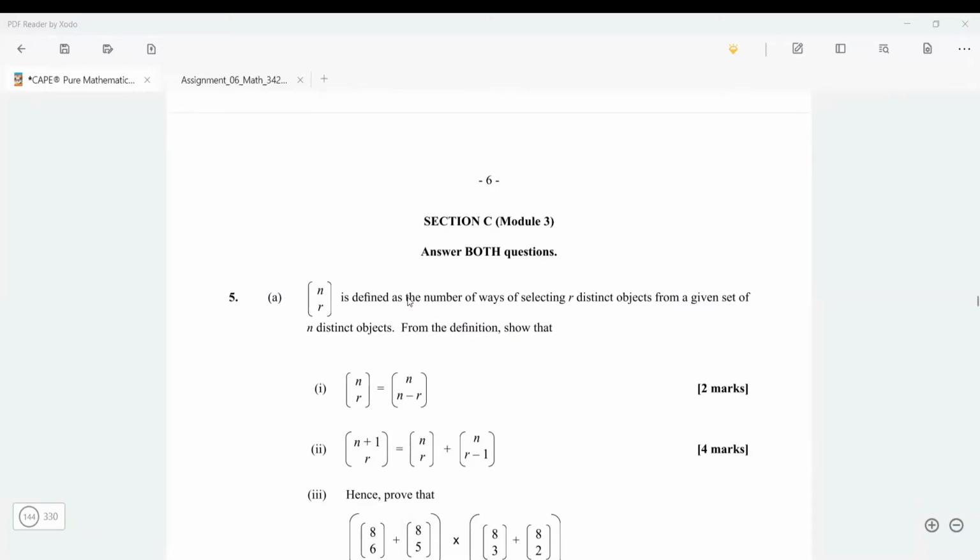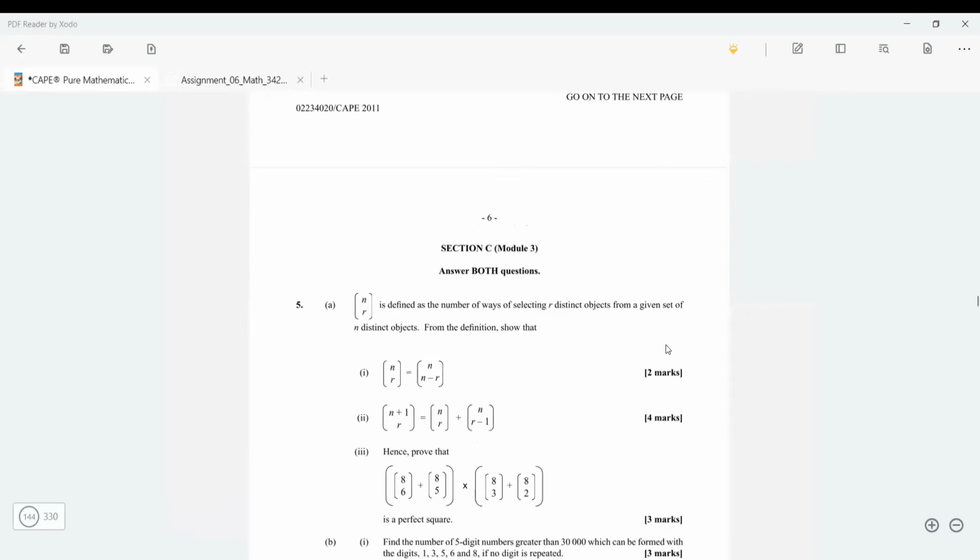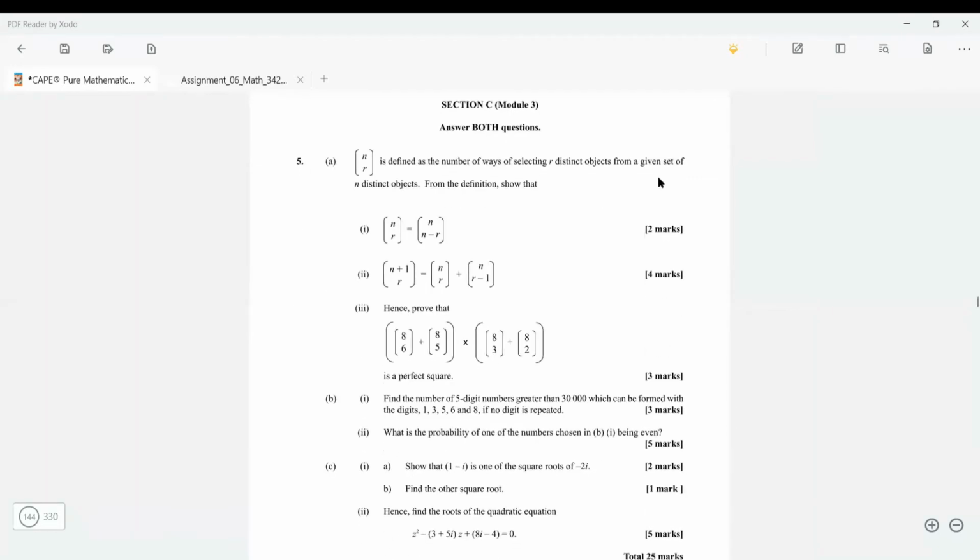Q3 says nCr is defined as the number of ways of selecting r distinct objects from a given set of n objects. From the definition, show that nCr is equal to nC(n minus r). Now, to do this question, we need to prove that n choose r is equal to n choose n minus r.